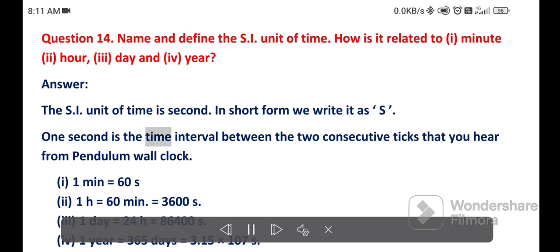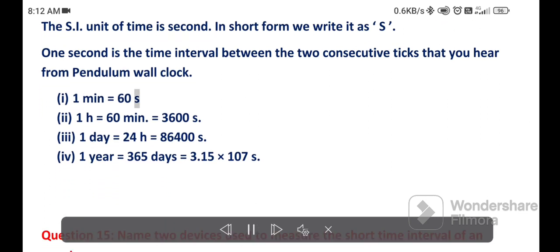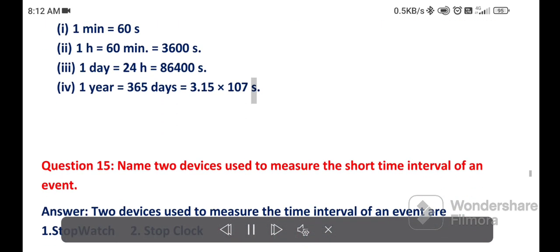1 second is the time interval between two consecutive ticks that you hear from a pendulum wall clock. 1 minute is equal to 60 s. 1 h is equal to 60 minutes is equal to 3600 s. 1 day is equal to 24 h is equal to 86,400 s. 1 year is equal to 365 days is equal to 3.15 times 10^7 s.